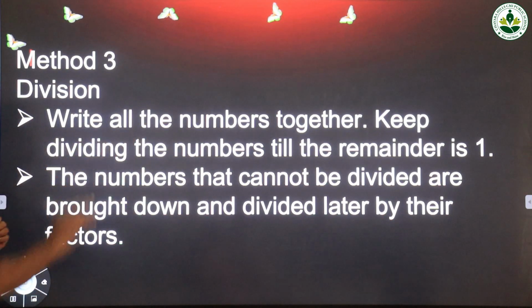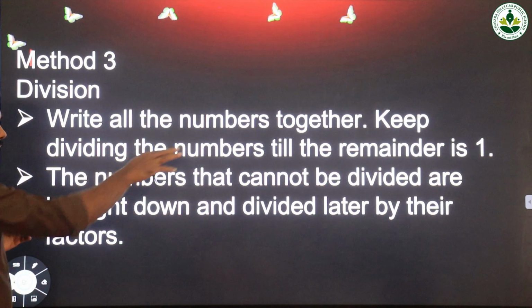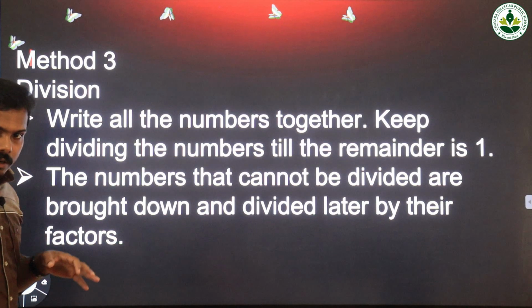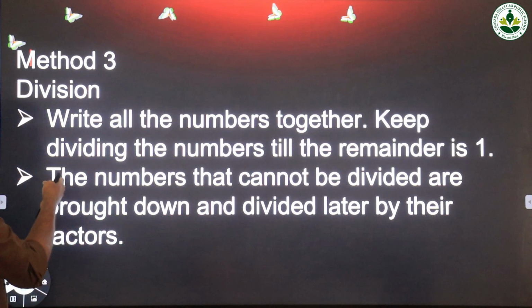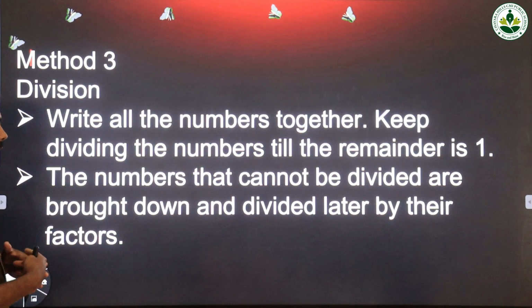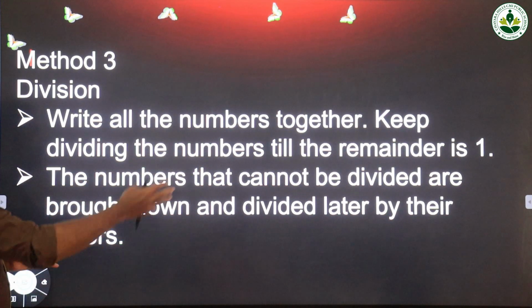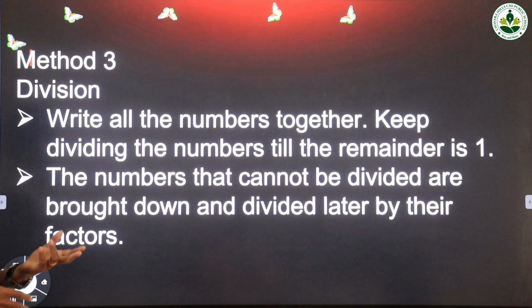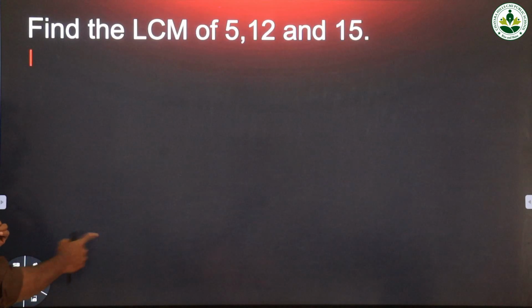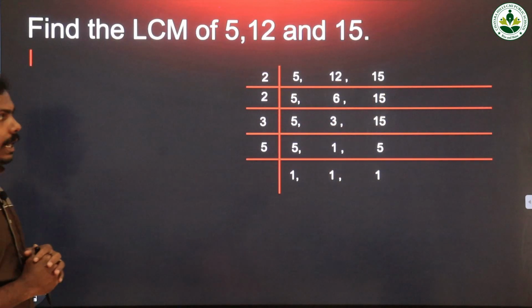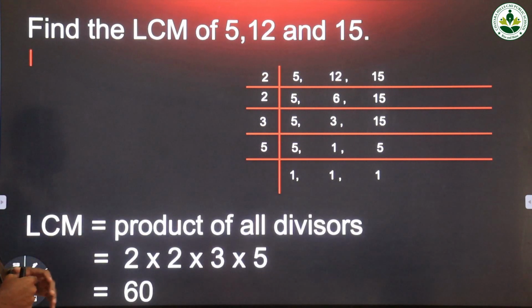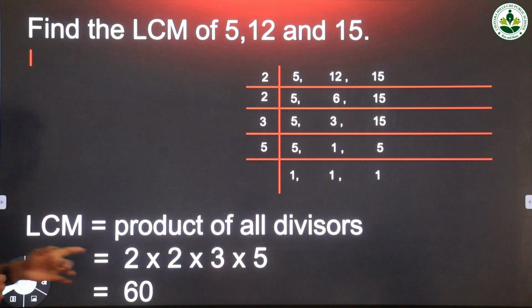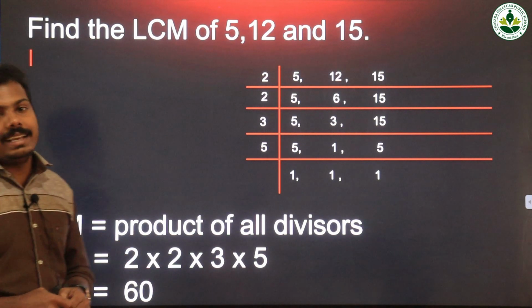First write all the numbers together, keep dividing the numbers till the remainder is 1. When we find all the remainders are 1, then we can stop. The numbers that cannot be divided are just brought down and divided later by their factors. So using that method we got the LCM of 5, 12 and 15, which is equal to the product of all divisors, 2 into 2 into 3 into 5, that is 60.